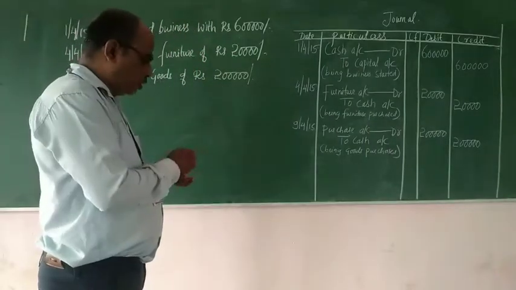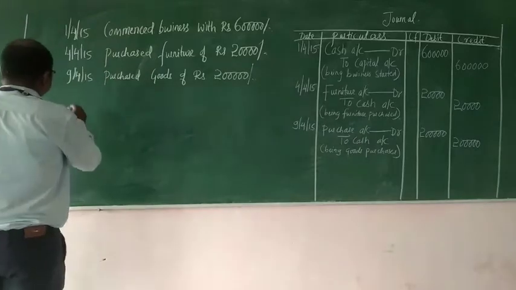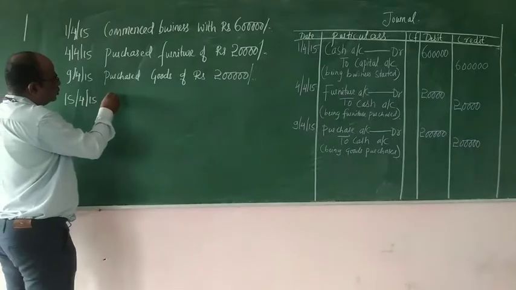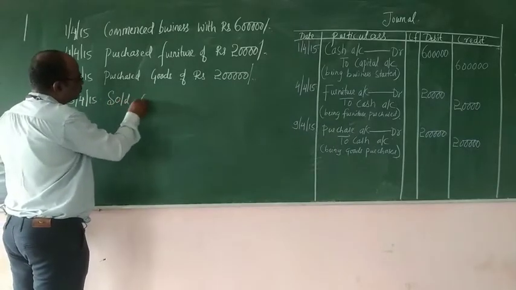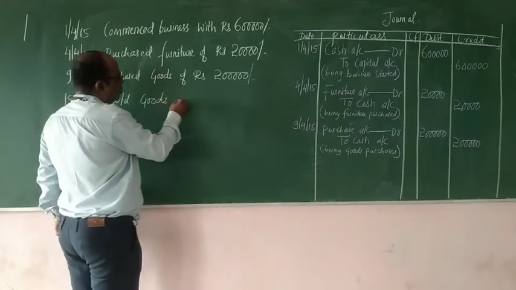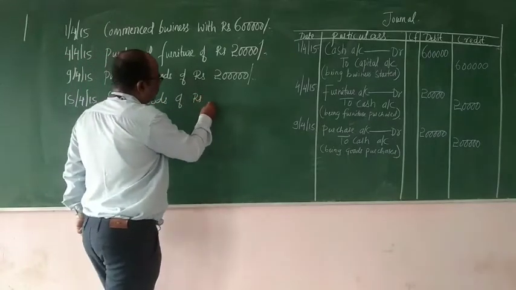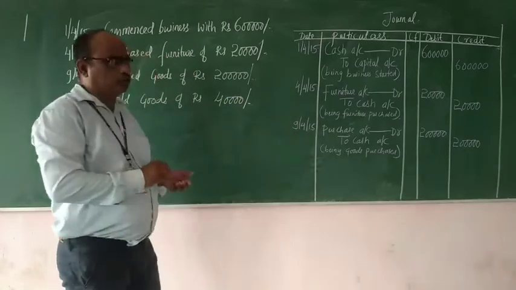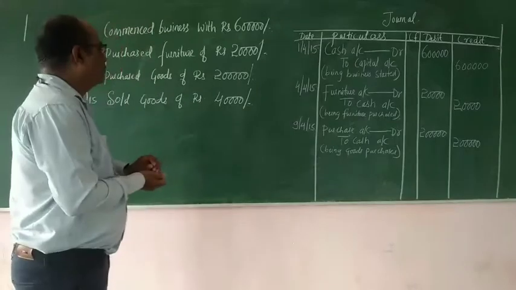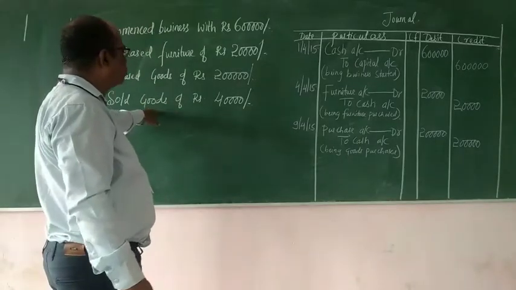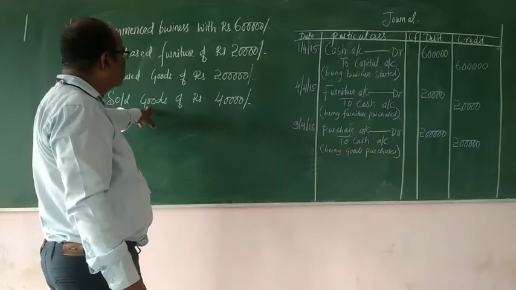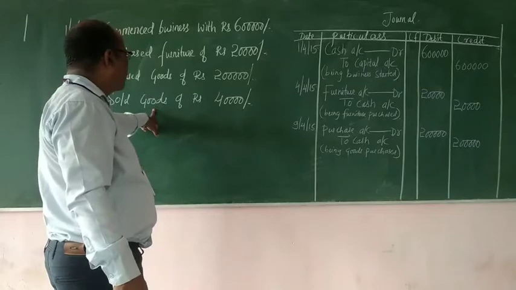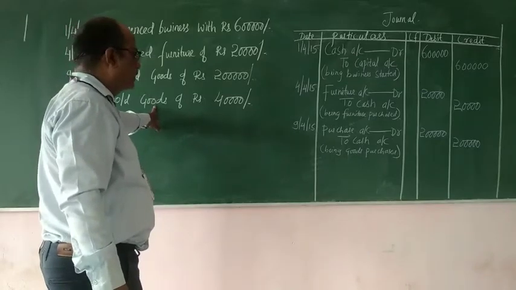Now let us see one more transaction. Sold goods of rupees 40,000. If you apply the rules in this transaction, goods and cash both are real accounts. Goods goes out, cash comes in. So here cash account will be debited and goods or sales account will be credited.